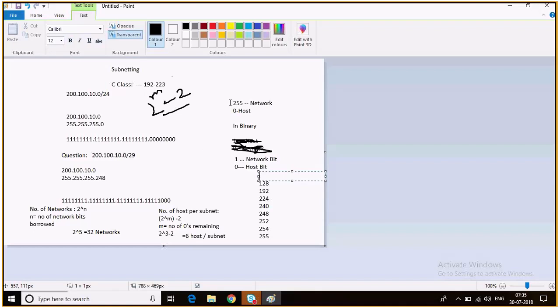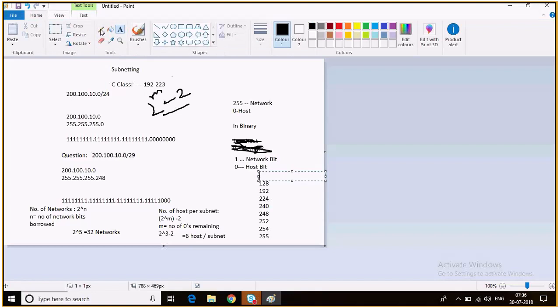Now you move on to the next section. I'll just rub some things over here. I want some space on this whiteboard, because I want to complete this on this single screen only.